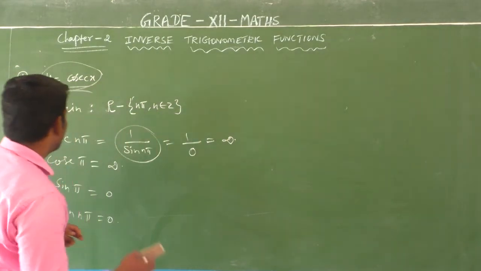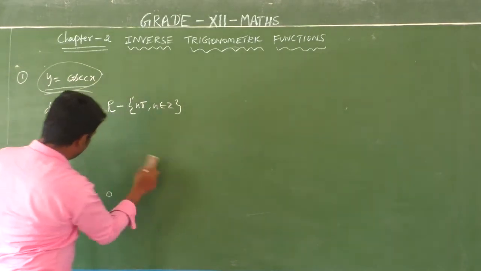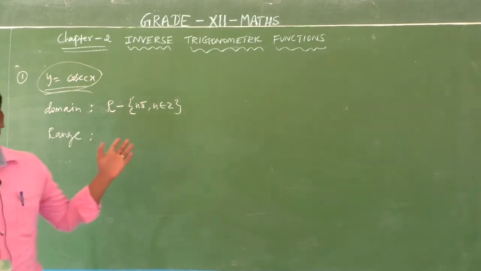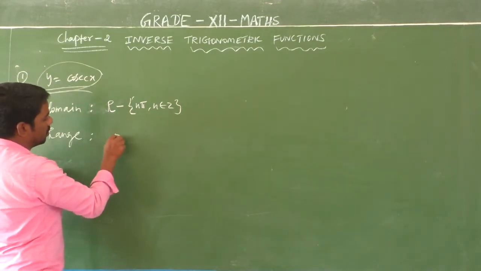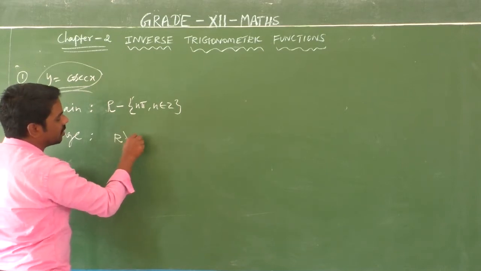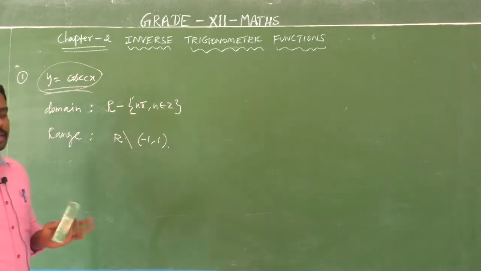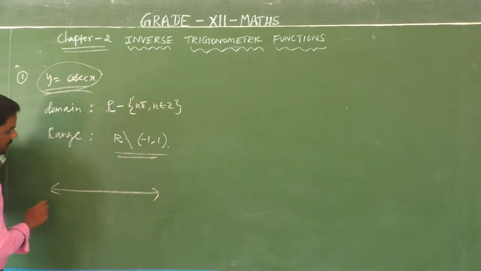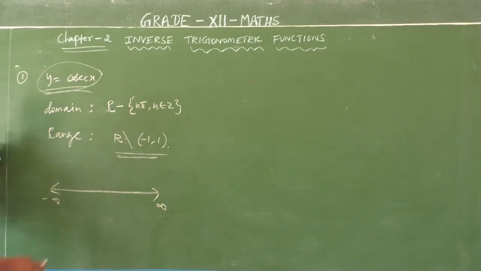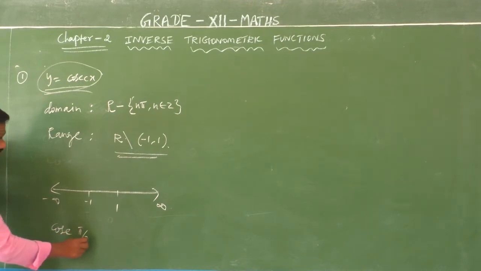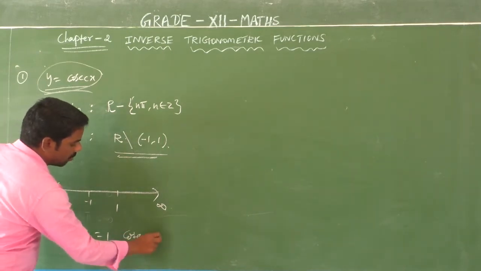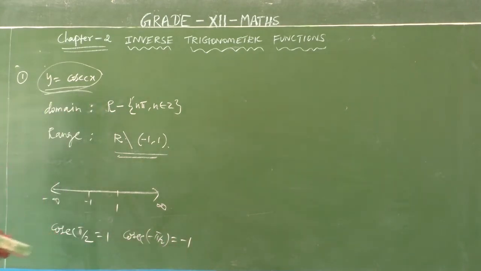Okay, right. And the range of this curve y equal to cosecant x is the set of all real numbers except the open interval minus 1 comma plus 1. Here, on the number line from minus infinity to plus infinity, we exclude minus 1 to plus 1. You know the answer: cosecant pi by 2 value is 1, and cosecant of minus pi by 2 is equal to minus 1.